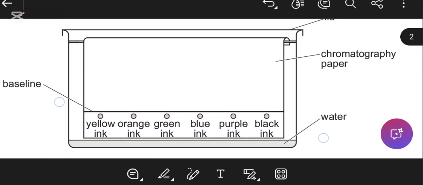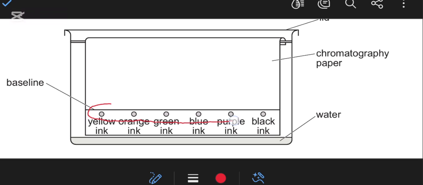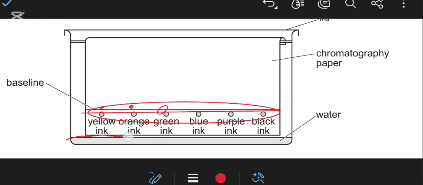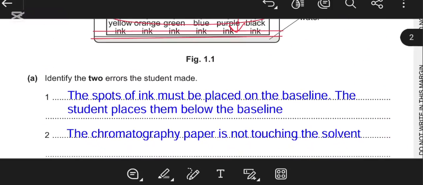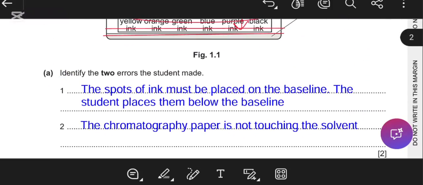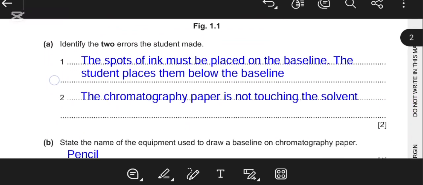As you look at the chromatography paper, you can see that the first error is that these spots are not placed on the baseline. This is the baseline and the spots must be placed on the baseline over here. And the second mistake is that this is the solvent line. It should be touching the chromatography paper. Yes, it should be below this baseline, but it should be touching the chromatography paper. So the spots of ink must be placed on the baseline, but the student places them below the baseline, and the chromatography paper is not touching the solvent.